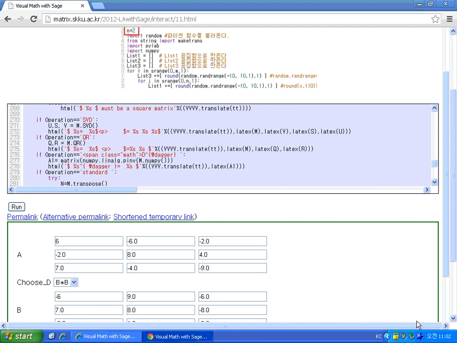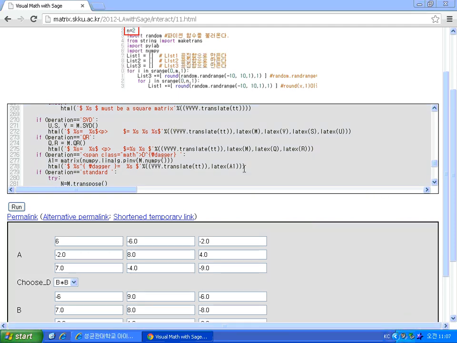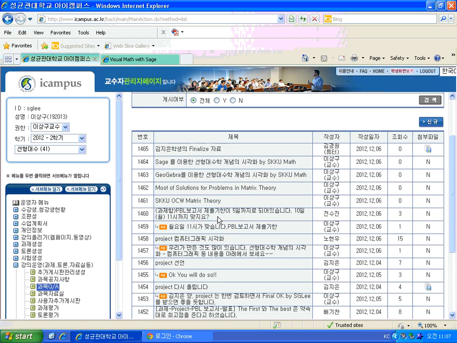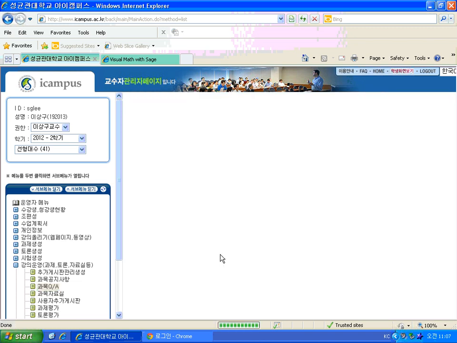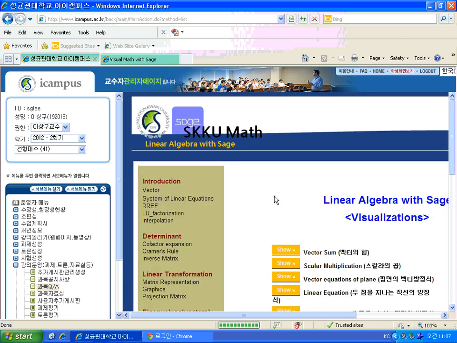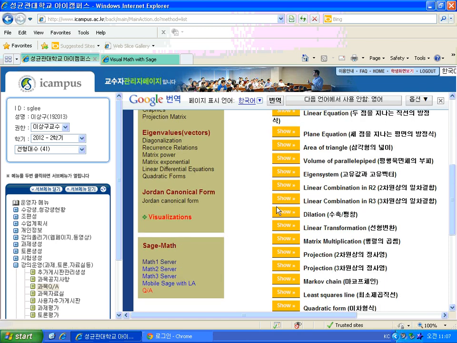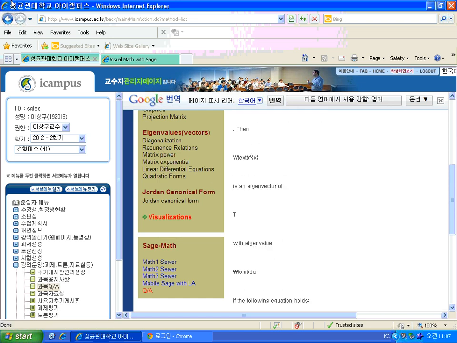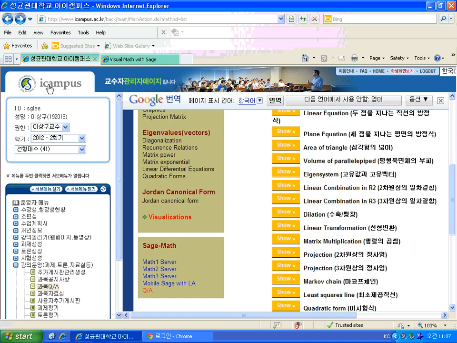Okay. Then we go back to the iCampus. You have seen many others like that. You just take a look at what I have shown here, and there are a lot more. That's not all I have shown you. So there are some other tools. Here are all the commands that I made, and there are a lot more.